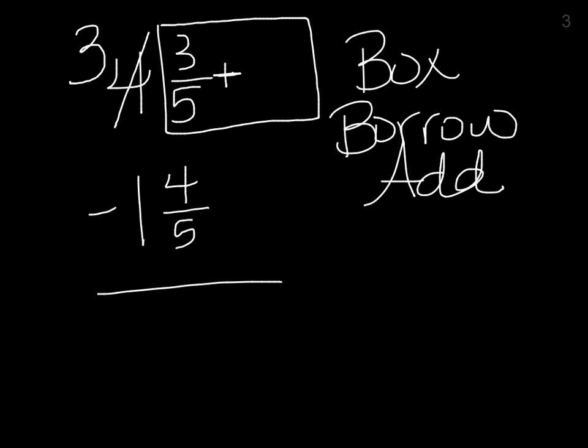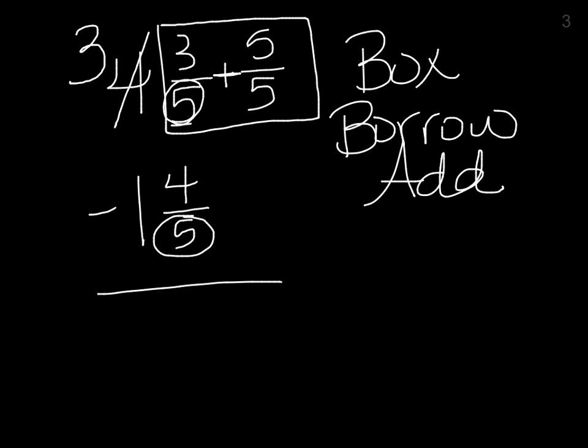What am I going to add back? I'm going to add 1. What's it going to look like? Why do we choose 5 over 5? Look at these two denominators. Don't we want a 5?